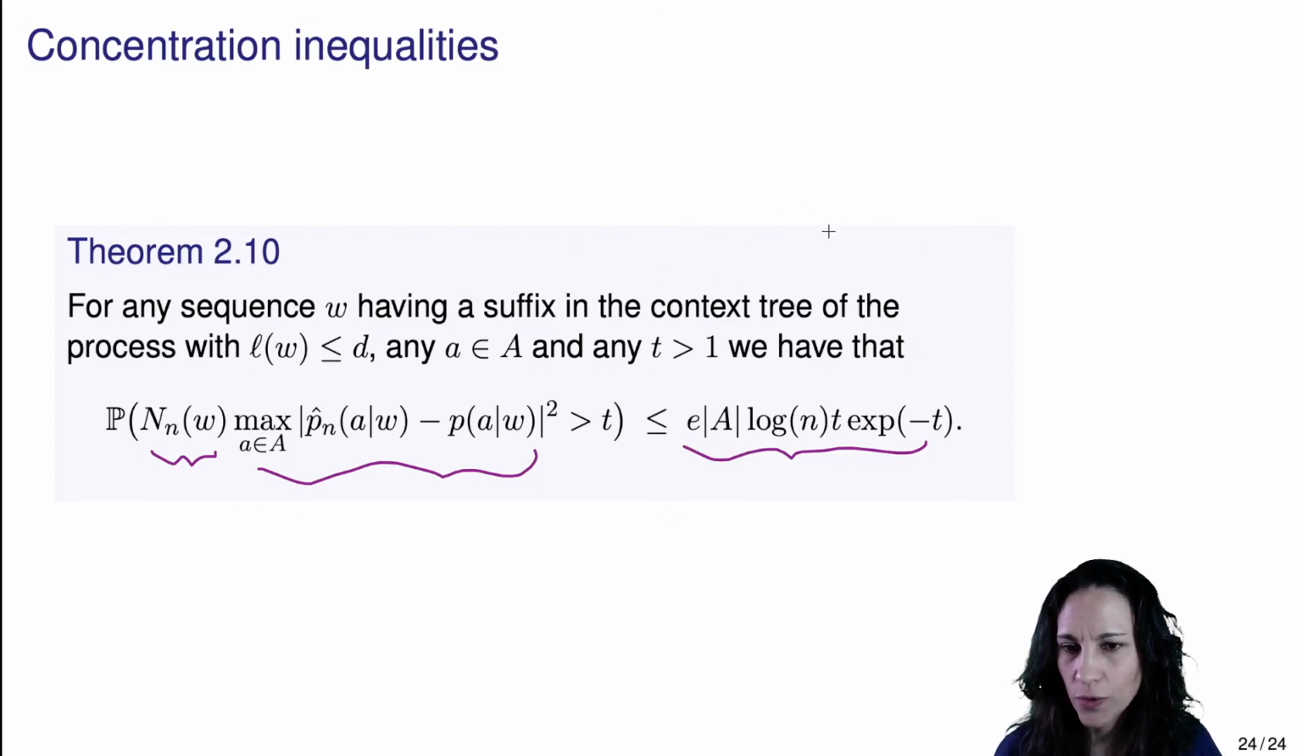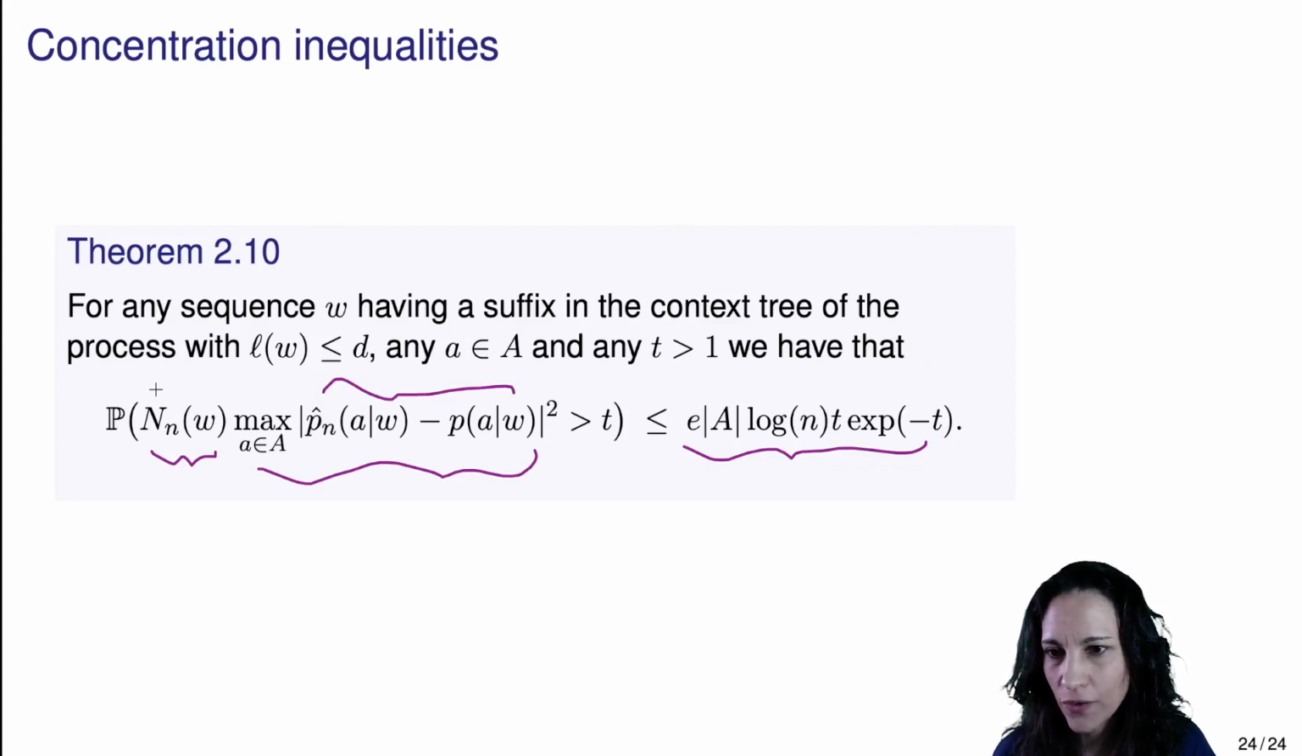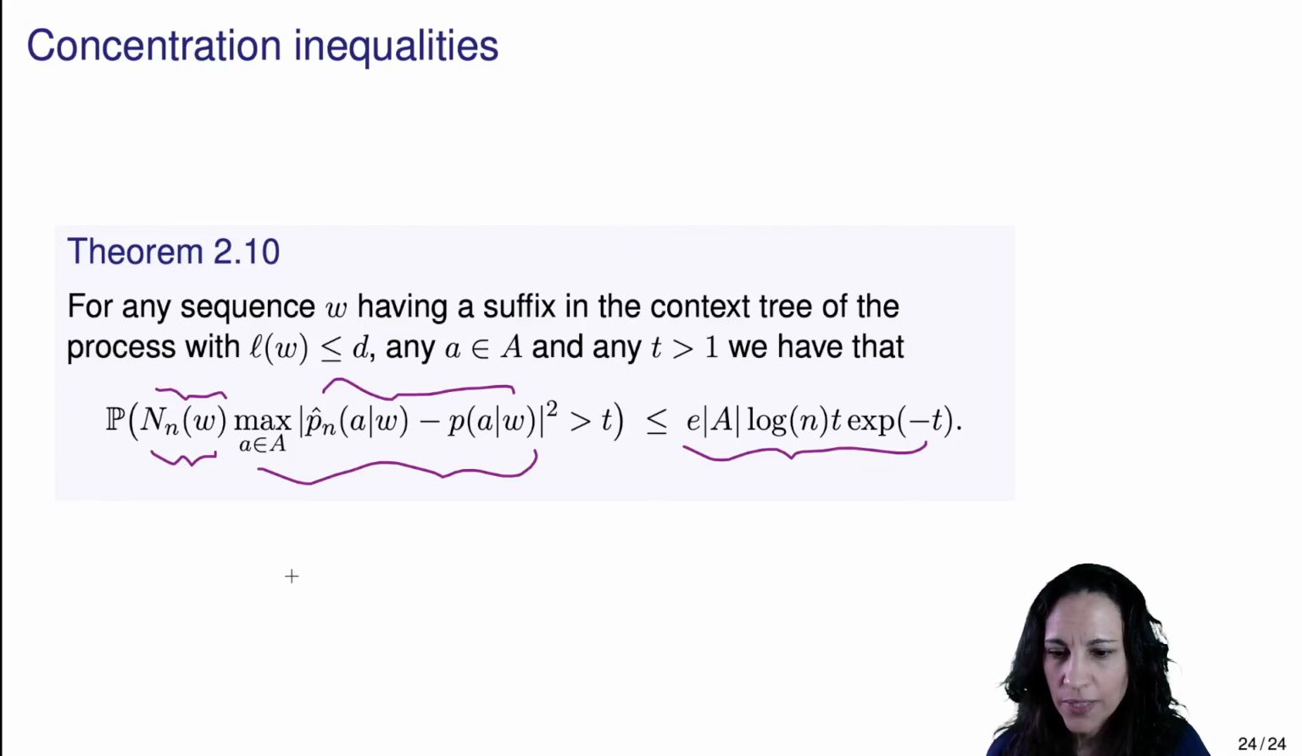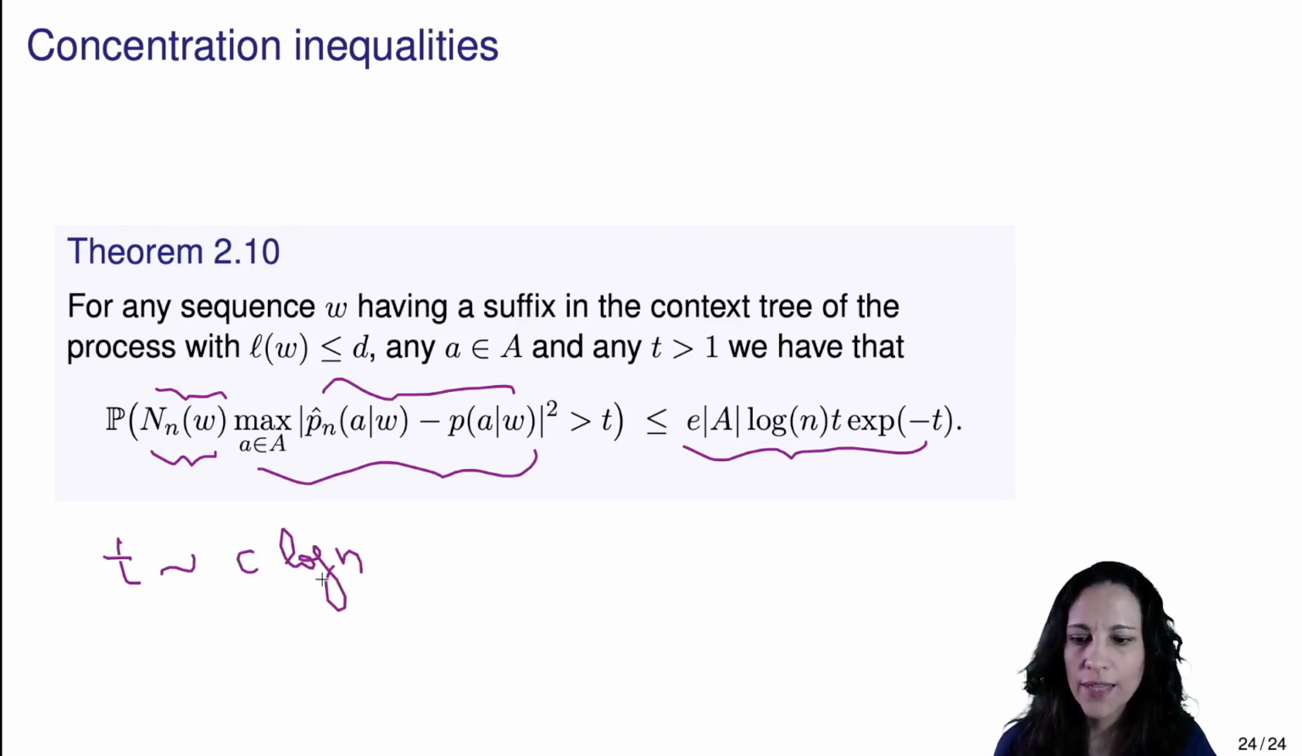The proof of this result follows by observing that this difference here multiplied by Nn of W is a martingale, and then we can use concentration results for martingales and some tricks to obtain this bound in the right hand side. Observe that in this case we can take a rate t of the order of log of n, and then we have that the right hand side goes to 0 when n goes to infinity.